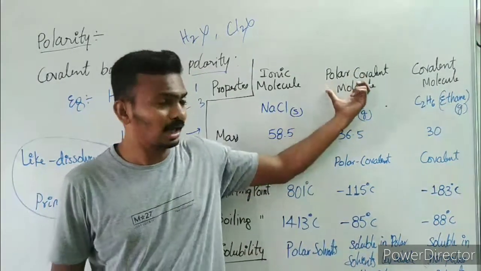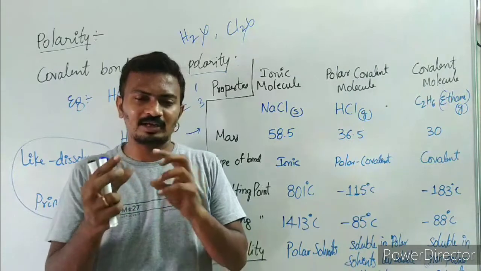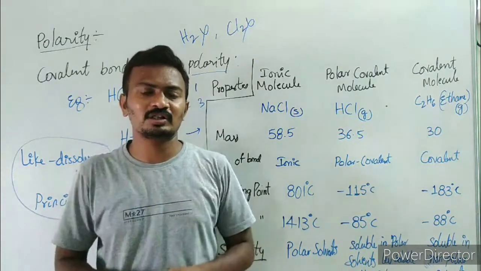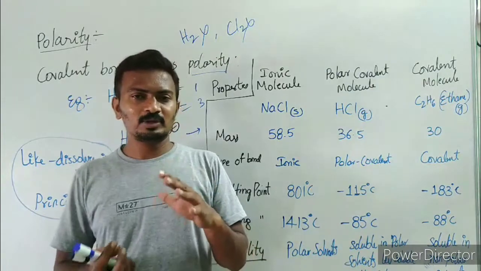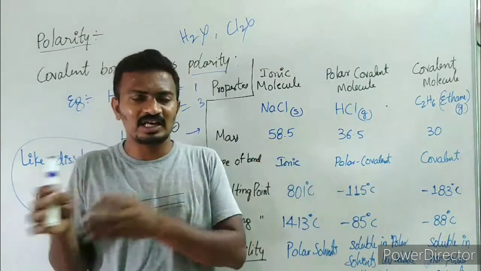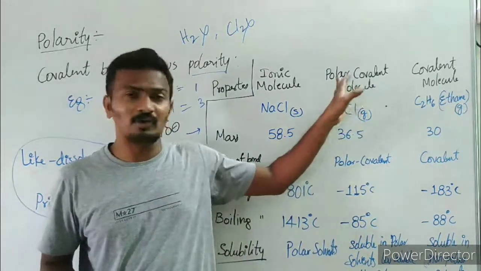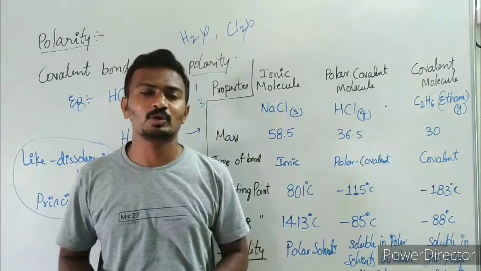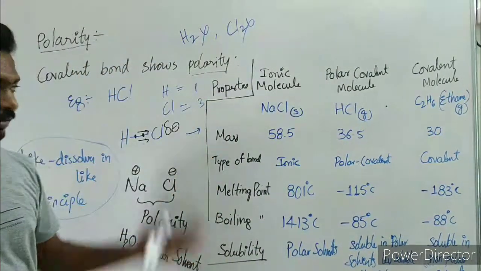Whereas coming to polar covalent molecules, they show slight polarity, a slight variation in the charges in the molecule. So therefore they will show solubility mostly in polar solvents and slightly in non-polar solvents, depending upon the extent of polarity that a particular molecule shows. So this is about the variation in the properties and polarization.